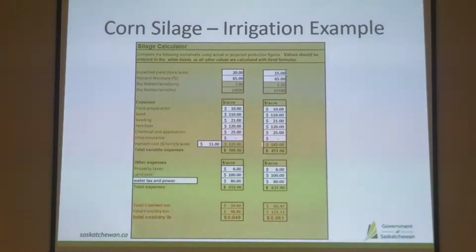So it's definitely a really high investment to grow that crop, but this is where it makes sense. So total cost per wet ton, if we get that 20 tons an acre with those expenses, we're looking at $35 a ton cost, and we work that into dry matter. We're at 4.9 cents a pound dry matter. If we're not yielding as good, we're still not doing too bad. Our total cost per wet ton at about 42.5, and we're still at about 6 cents a pound dry matter for cost.